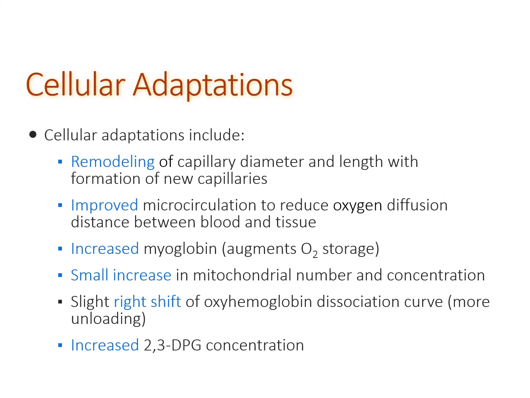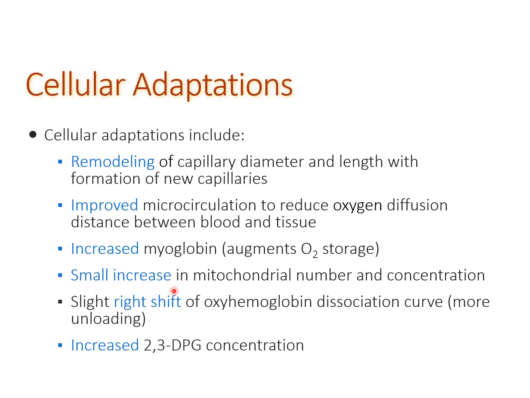So we have some cellular adaptations that occur as well, and they include these six things in relation to altitude. So number one, you get remodeling of the capillary diameter and length. You get improved microcirculation to reduce oxygen diffusion distance between blood and tissue. So you get more capillaries at these tissues that allow oxygen to pass in more easily. You get increased myoglobin, so that augments your oxygen storage in the muscle.